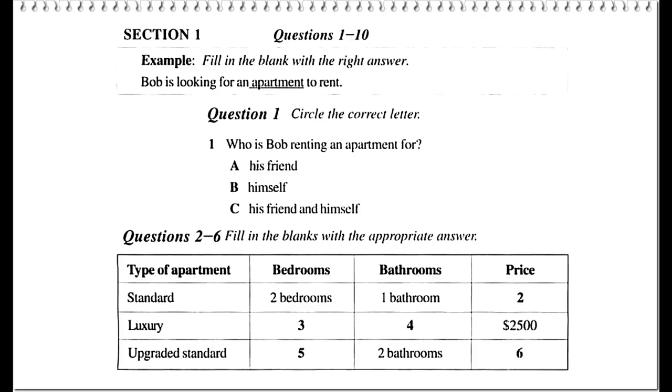In the tape, the man says he is interested in renting an apartment in your building. Therefore, the word apartment has been written down. Now, we will play the recording. Now listen to the tape and answer questions 1 to 6.